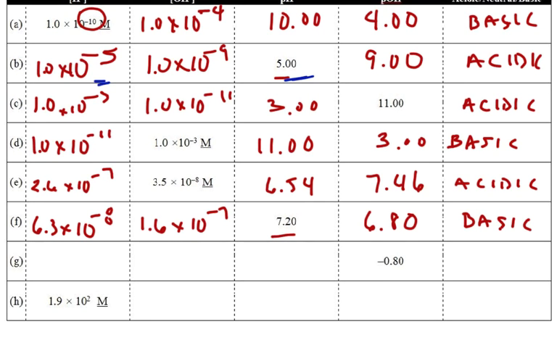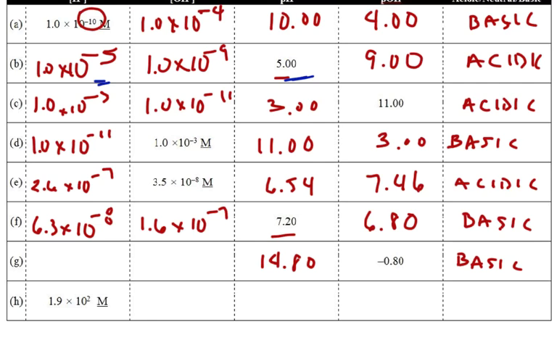Now the last two numbers on here, I can take my negative 0.80, and since I know that they add up to 14, this must be 14.80, because that adds up to 14. That's going to be a very, very basic solution.